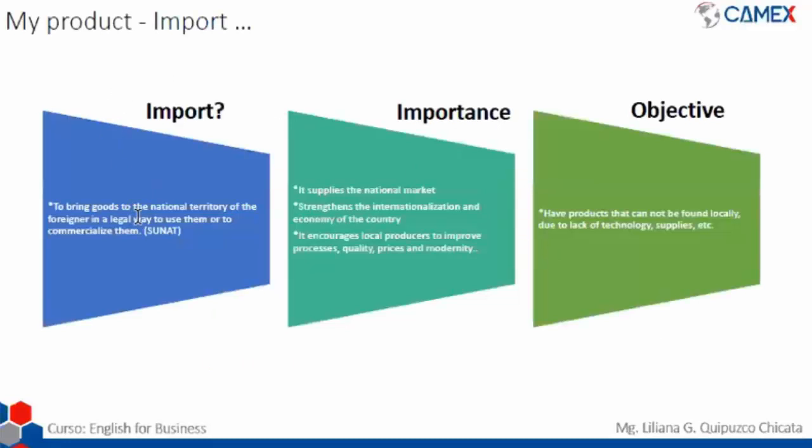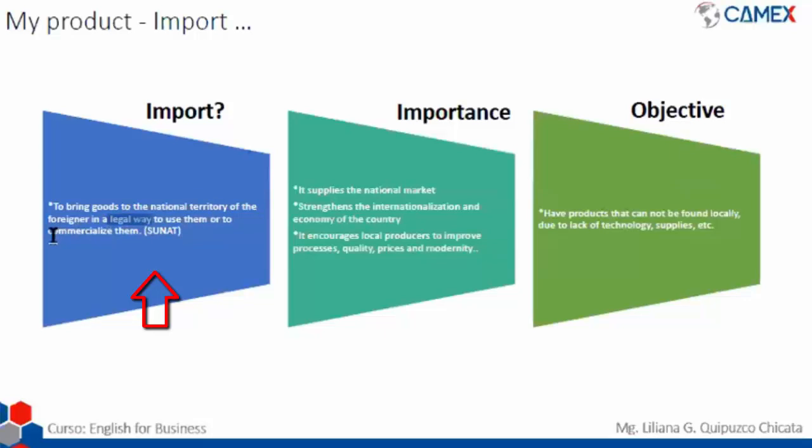So what is import? According to Sunat, to import is to bring goods to the national territory. Remember that the national territory is Peru. So to bring goods to the national territory, to Peru, from a foreigner, from another country, China, Australia, or the United States, in a legal way. So this is a very important word. If we are bringing products from another country in an illegal way, that is not to import. To be an import, it means that we have to bring goods in a legal way, in order to use them for ourselves or to commercialize them.